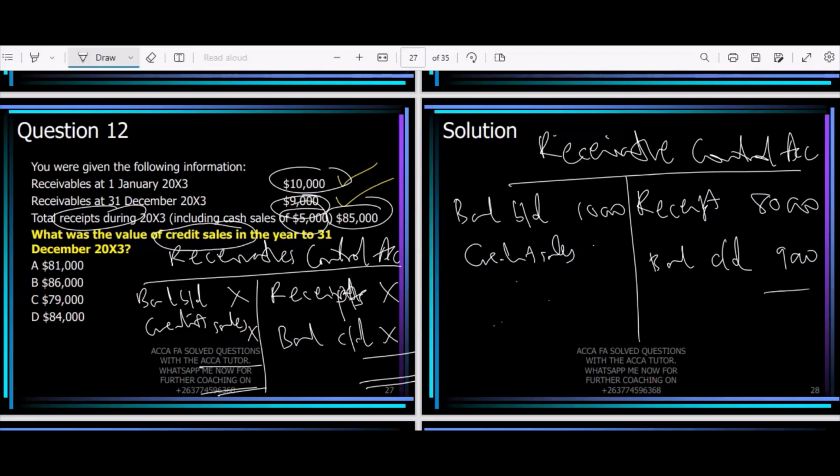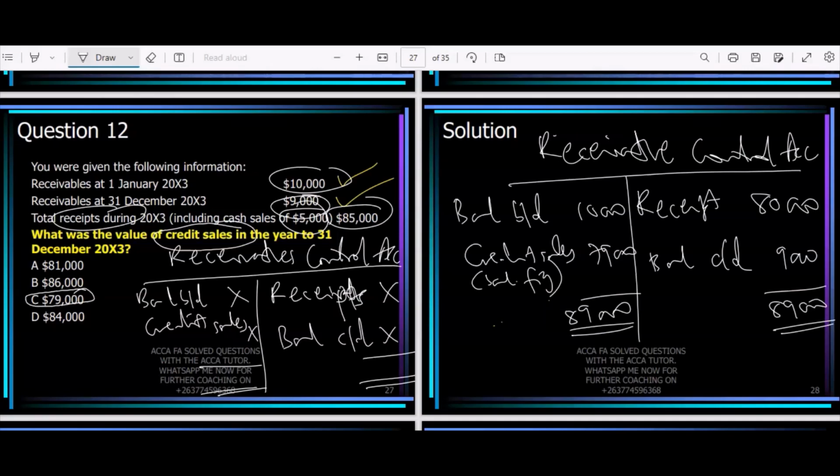Okay, so we total up our account, and the side with the larger amount is going to be given precedence. So 8,000 plus 9,000, that's 89,000, and this total should also appear on the debit side. Then the balancing figure should be our credit sales. So 89 minus 10, that's 79,000. So the answer, ladies and gentlemen, is C.